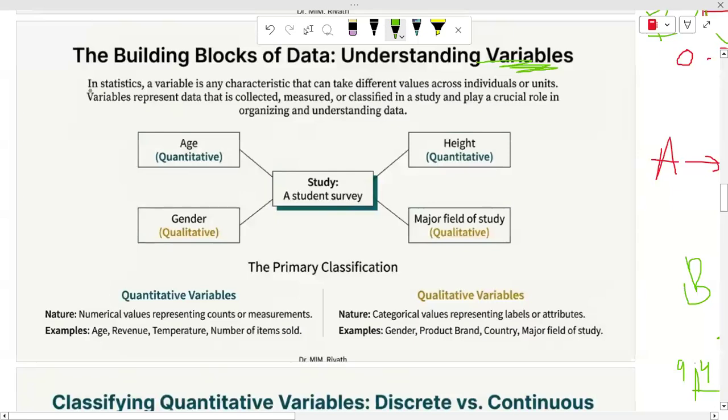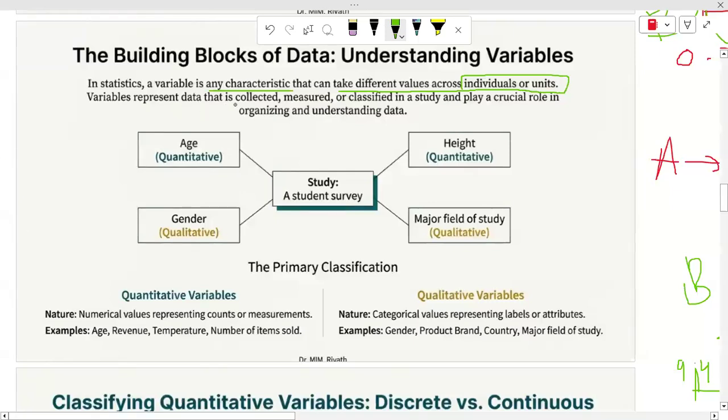In statistics, a variable is any characteristic that can take different values. It will take different values across individuals or units. When I ask your height, everybody gives a different value. It varies. The characteristic, the height, differs across individuals. Therefore, that is a variable.